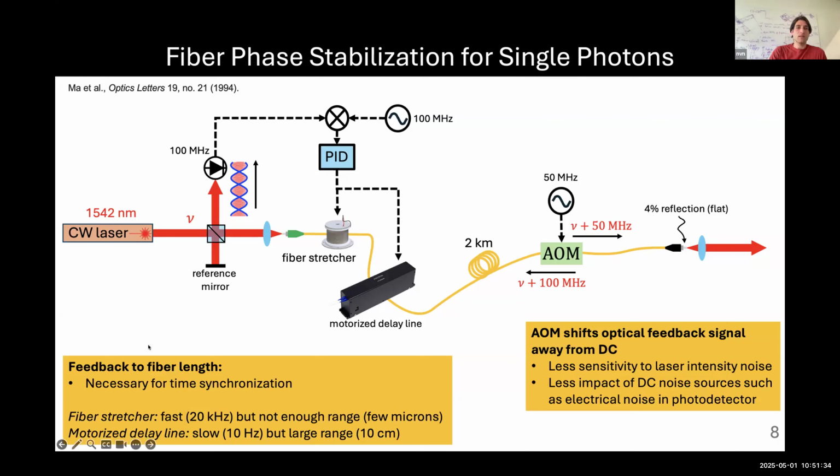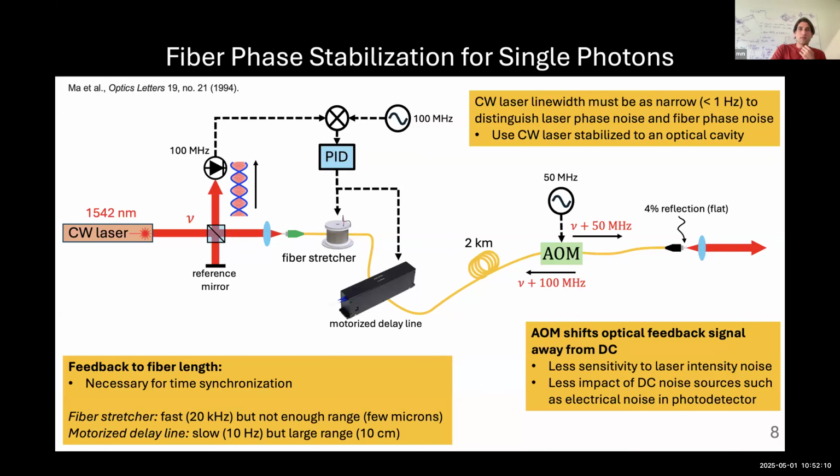not just the phase. So we have to use some kind of actuator that talks to the length of this fiber and changes it. In this case, we use a fiber stretcher that's very fast but has a limited range, and a secondary actuator that is slower but has quite a bit more range. This is how we deal with longer fluctuations in the fiber length due to things like temperature.